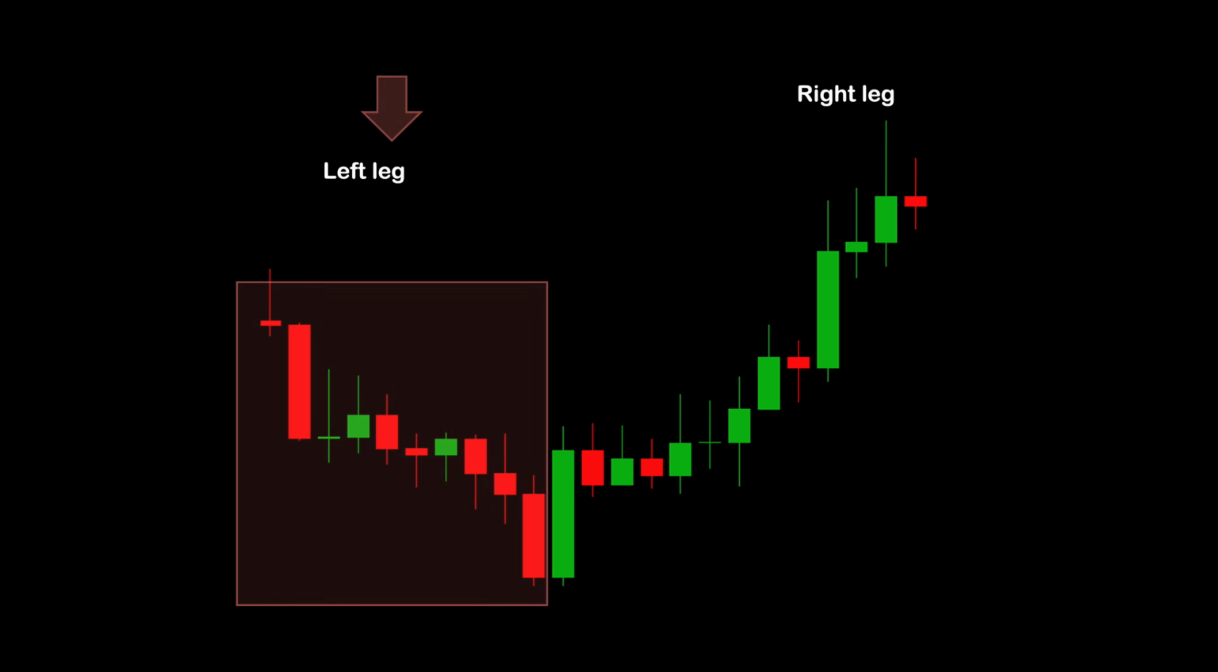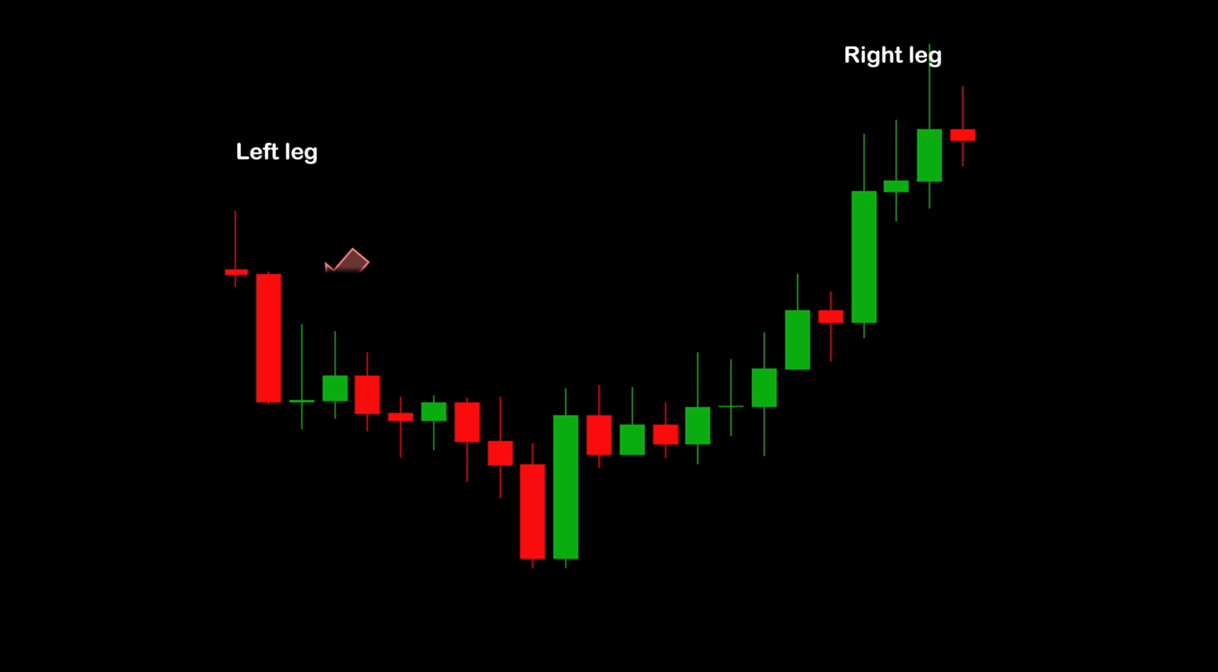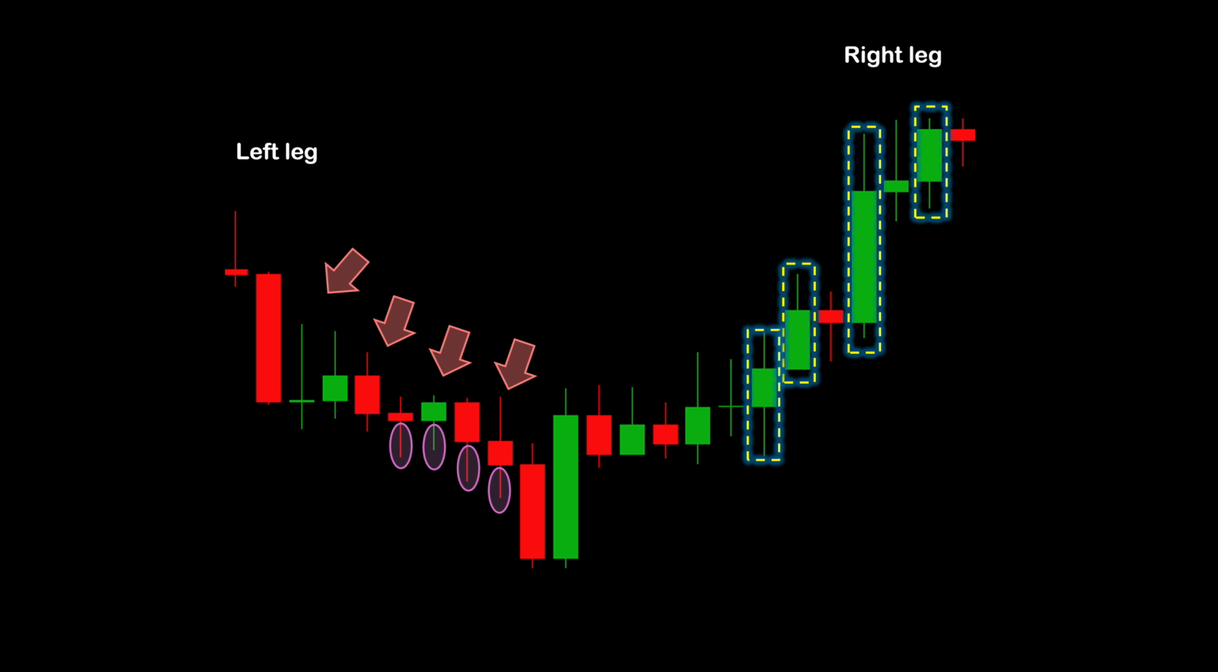You will notice that the left leg seemed to be going down with an okay strength or momentum. Look at how the candlesticks are not pushing down with strong momentum. So now if you look into the right leg, you will see that the candlesticks are very strong compared to the left leg. And they are very tall as well, with wicks at the bottom of candles.